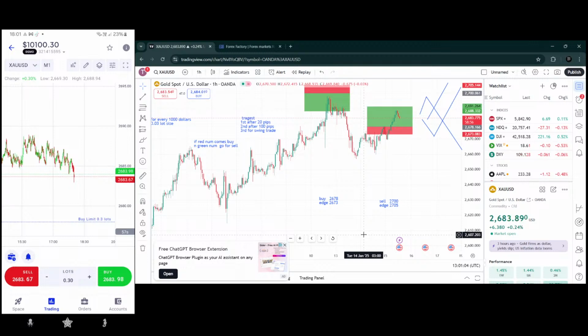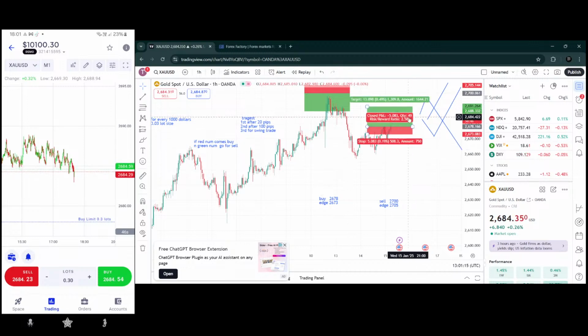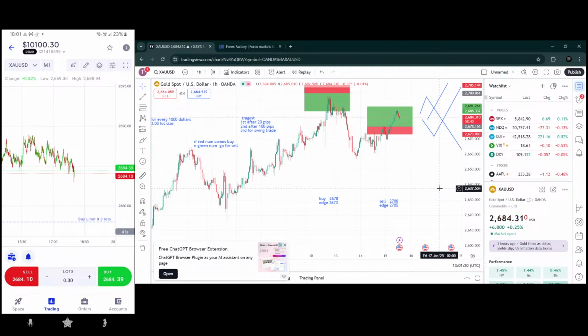Because we are protecting our capital. Our entry is on 78 and our hedging point is on 73. For example, if the market doesn't go on the upside and just goes one way on the downside, we are protecting our capital by using a hedging point, the same lot size on the sell side also. As you can see here, buy is on 2678, hedging point is 2673.